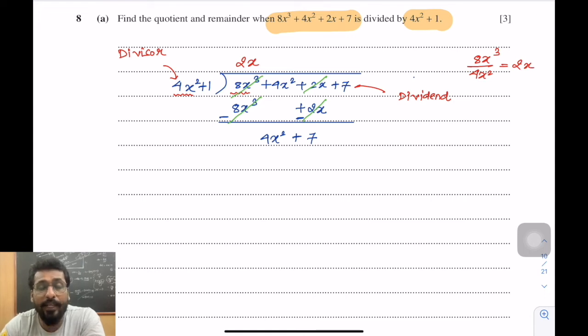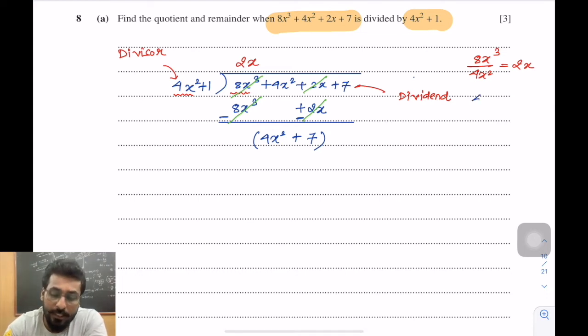You should stop dividing when the power in the answer is less than the power of the divisor. Students, remember this, okay? You will keep on continuing the division till the power is same for the divisor and the remainder. As soon as the power of the remainder goes below the power of the divisor, you're going to stop division over there. So now you can see there is 4x square, this is 4x square, and you are going to divide this with 4x square, you simply get 1. So I write here plus 1 plus 1.